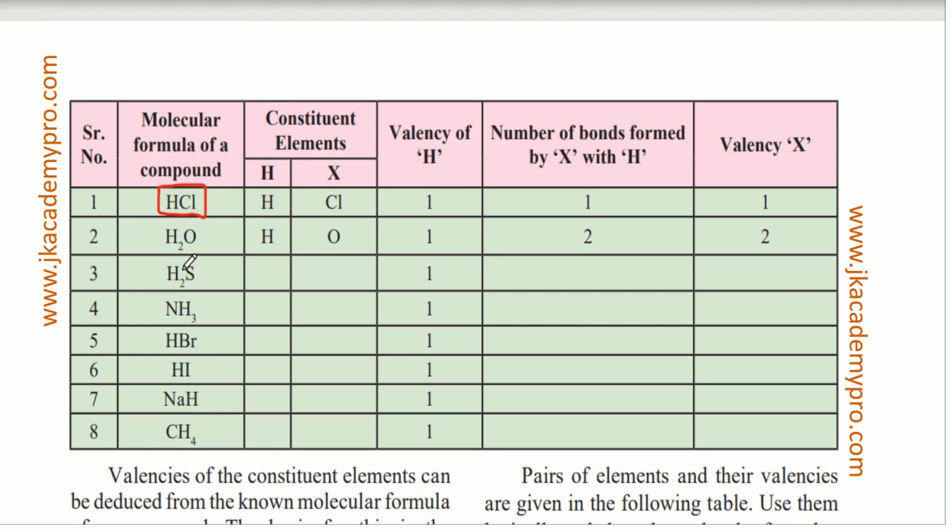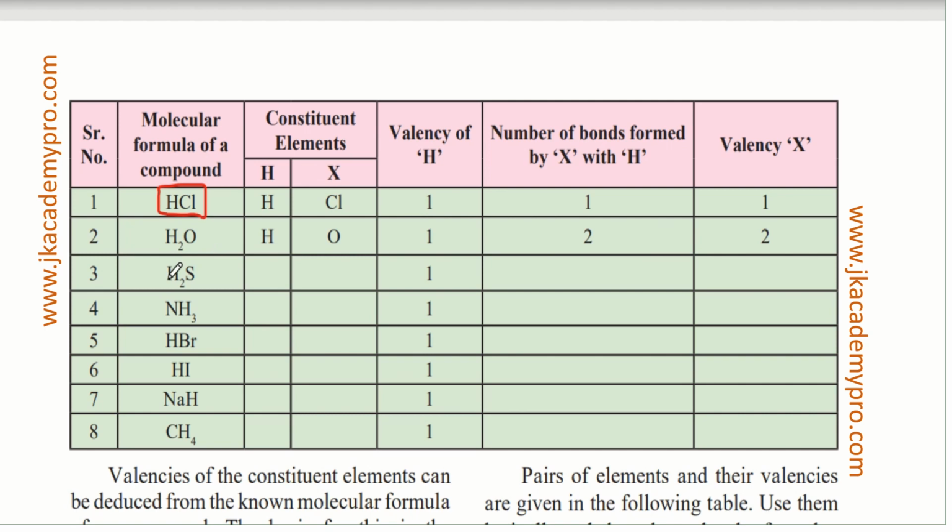The next example is water. Water has a molecular formula of H2O. So the constituent elements are hydrogen and O for oxygen. The valency of hydrogen we know is 1, and now we need to see the number of bonds formed by oxygen with hydrogen. So here we see that there are 2 hydrogen atoms forming a bond with one oxygen atom. So therefore this would be 2, and therefore we come to know that the valency of oxygen is 2 because 2 hydrogens are able to form a bond with one atom of oxygen.